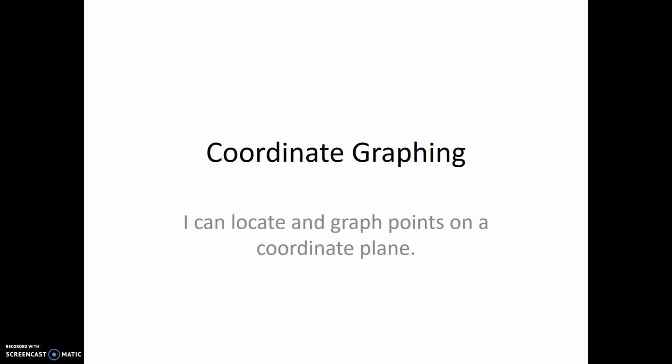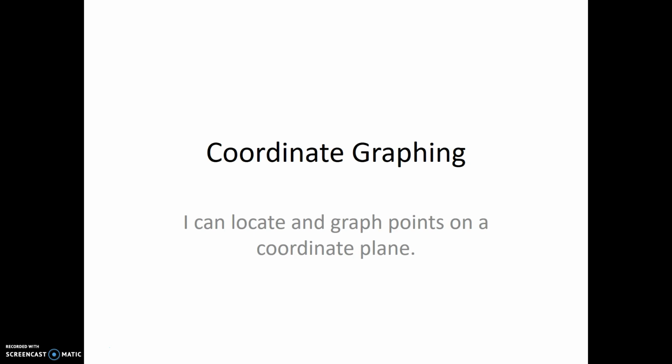Hi guys, today we're going to talk about coordinate graphing, and that's basically plotting points in all four quadrants, and we'll talk about what that means. But it should look very familiar to you because quadrants are the same thing we do all the time in class. So the I can statement we're working on is I can locate and graph points on a coordinate plane.